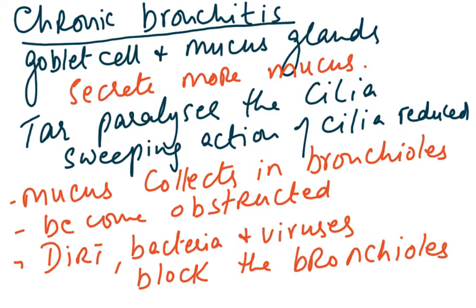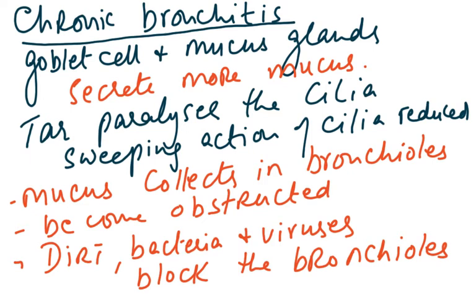Goblet cells in mucous glands secrete more mucus. Why? Because they're being irritated by all the chemicals which are present in the cigarette smoke. Then the tar paralyzes the cilia. The sweeping action of the cilia is reduced. So now the mucus is no longer being moved up the trachea, and the mucus doesn't enter the throat and doesn't enter the stomach, which is how it normally goes. So the sweeping action of the cilia is also not taking place.